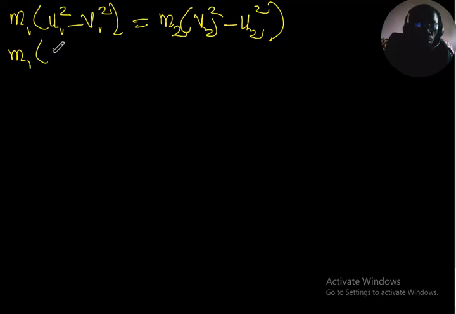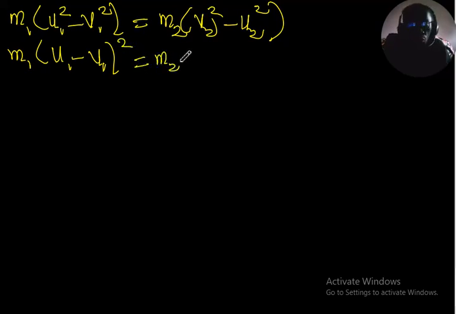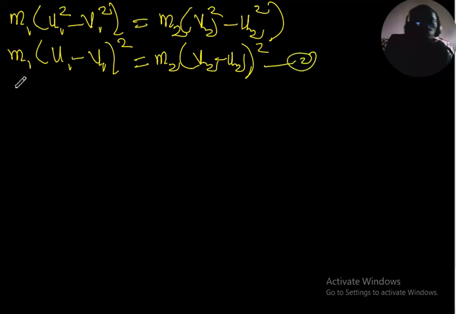Now we can still simplify this by saying this is the same thing as m1 times (u1 minus v1) squared. That is, we are trying to bring in the difference of two squares. Then you have m2 times (v2 minus u2) squared. Call this equation 2.